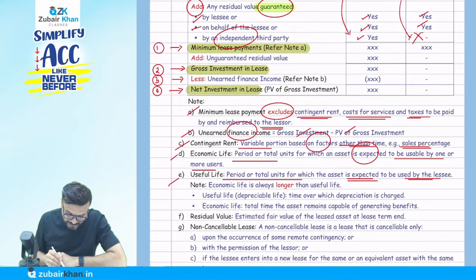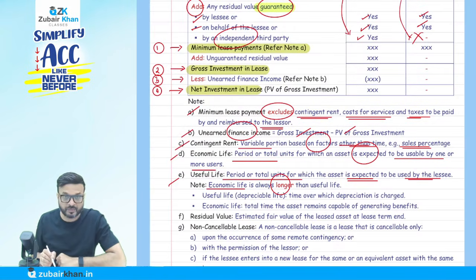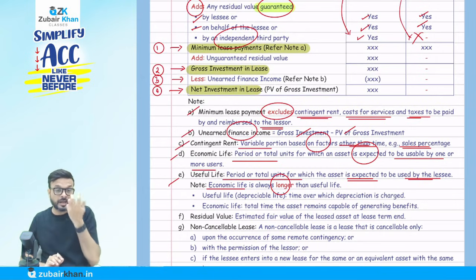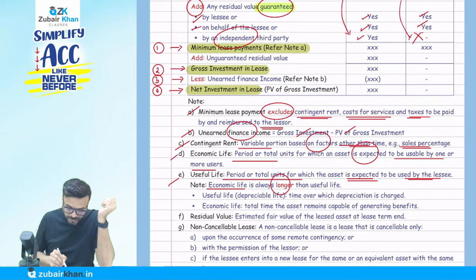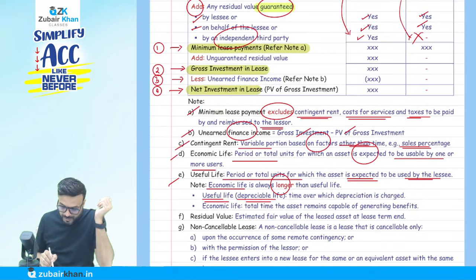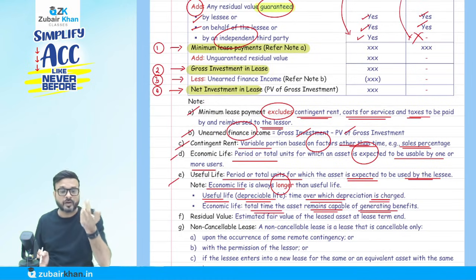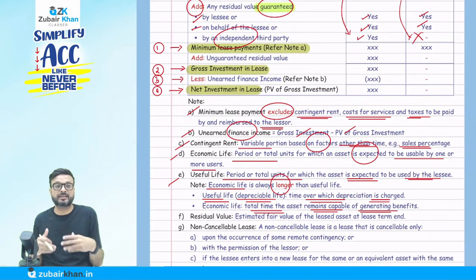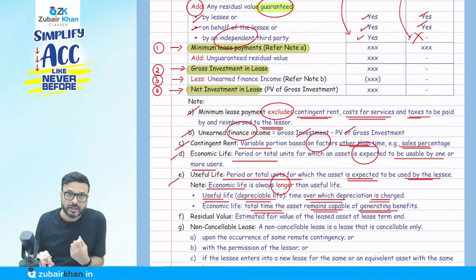Okay. So it says that economic life is always longer than, obviously, the life of the asset might be 10 years, but it is used by the lessee for, for example, 8 years. So 8 years is the useful life for the lessee, but economic life is what? 10 years. So this is the useful life, the depreciable life, the time over which the depreciation is charged, and the economic life is the total time the asset remains capable of what? Generating benefits. Obviously, if it is used by the lessee for 8 years, he is going to charge the depreciation for 8 years. Economic life is the total life during which the asset is capable of generating some benefit.